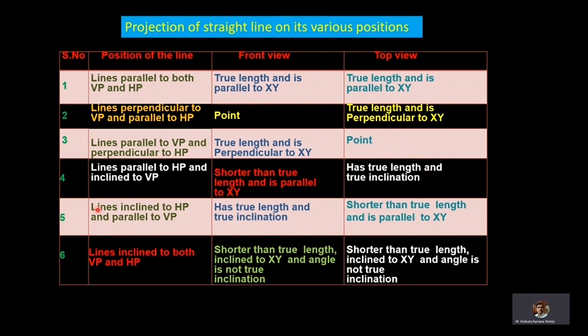Fifth case, line inclined to HP and parallel to VP. Here we'll get true length in the front view and true inclination is also visible in the front view. In top view you will see shorter than true length, and it is parallel to XY line. This case we'll discuss later.